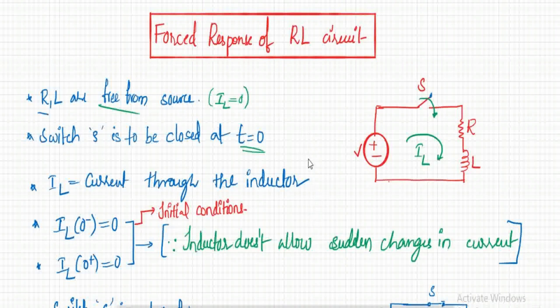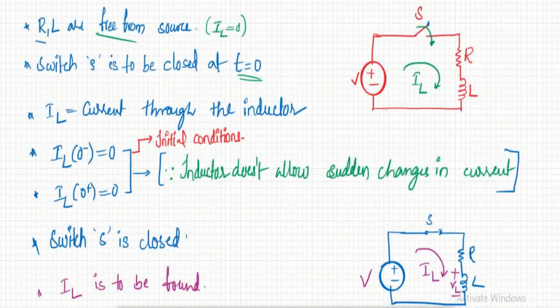IL is the current through the inductor, and at the initial condition, IL at 0 minus, the instant before switching, the current through the inductor is 0. The same current will be available just after switching because an inductor doesn't allow sudden changes in current. Now switch S is closed, so the circuit will become like this, and the current IL starts flowing. We need to find IL.